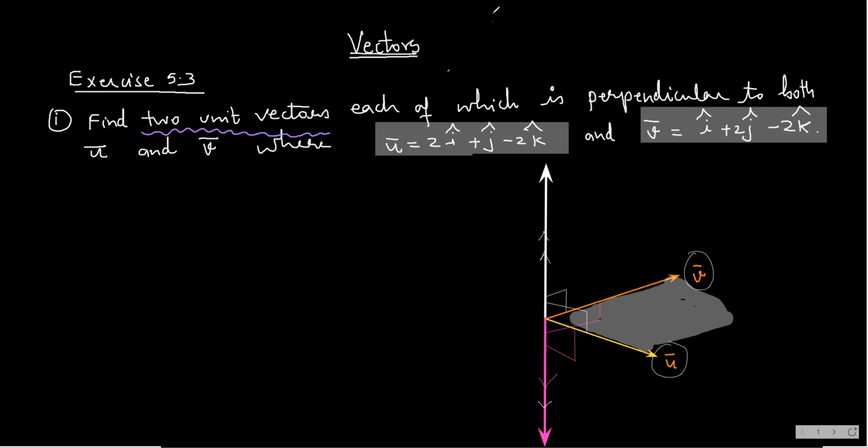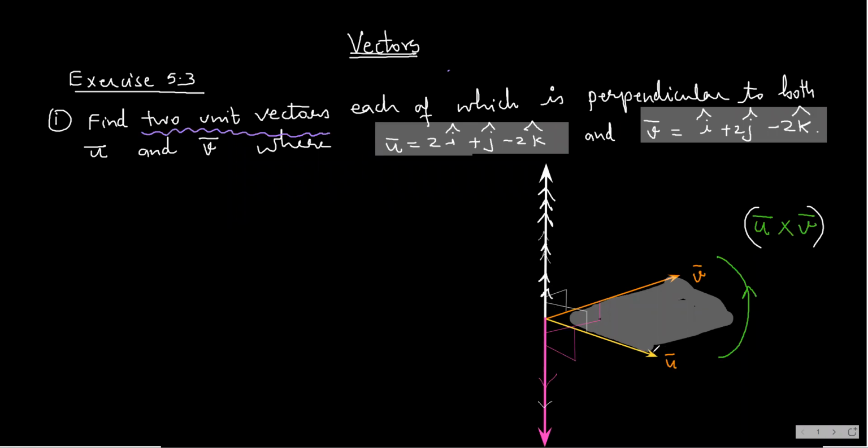So what I'm trying to tell you is, if I take here u bar cross v bar, that is, I start from u bar and go to v bar, then I will get a vector which is in the direction of the white vector. See, u bar cross v bar will be a vector. Try to understand, u bar cross v bar will be in this direction.